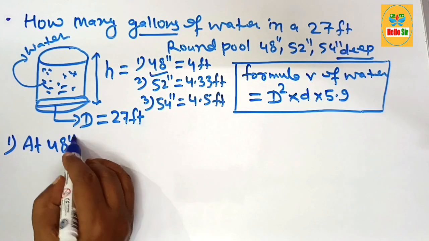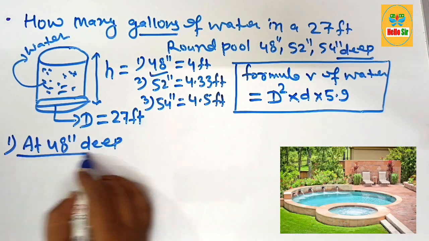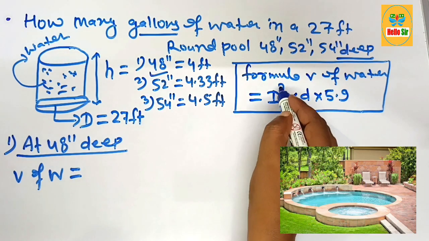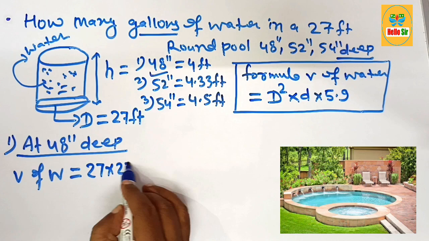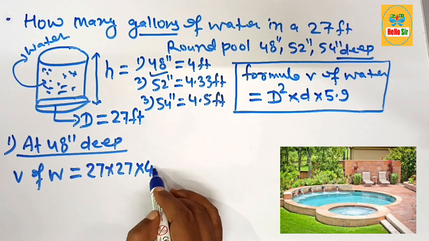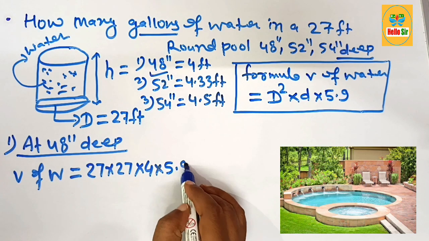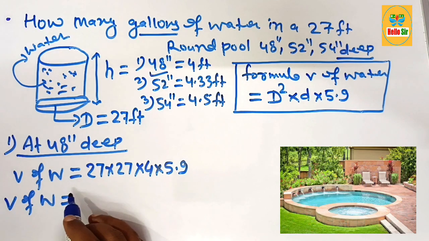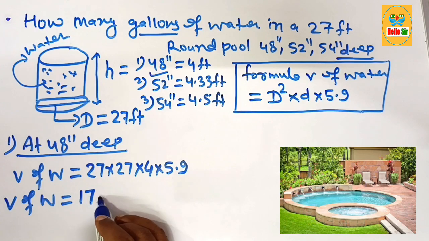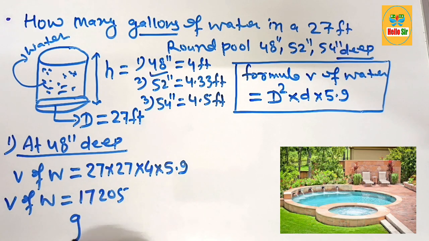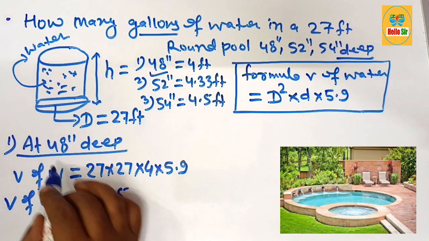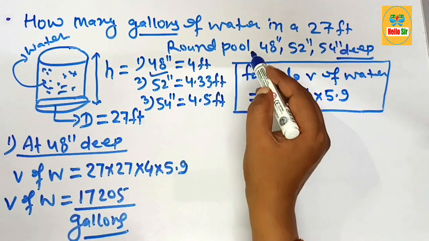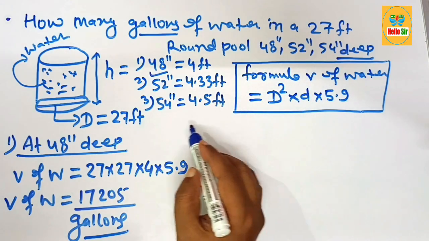At 48-inch deep, the required volume of water equals diameter square, meaning 27 multiplied by 27, times the depth of the pool, that is 4 foot, and the factor, that is 5.9. After multiplication the volume of water will come to about 17,205 gallons. It means at 48-inch deep you need about 17,000 gallons of water to fill a 27-foot round pool.